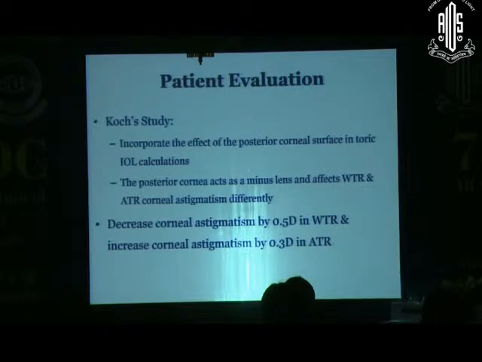And Koch's postulates are that they have thought of the posterior surface of the cornea also, and the toricity, if it's there in the posterior surface of cornea, then you have to decrease the corneal astigmatism by 0.5 diopters with the rule astigmatism, and increase corneal astigmatism by 0.3 diopters, and they found that the results were quite good.